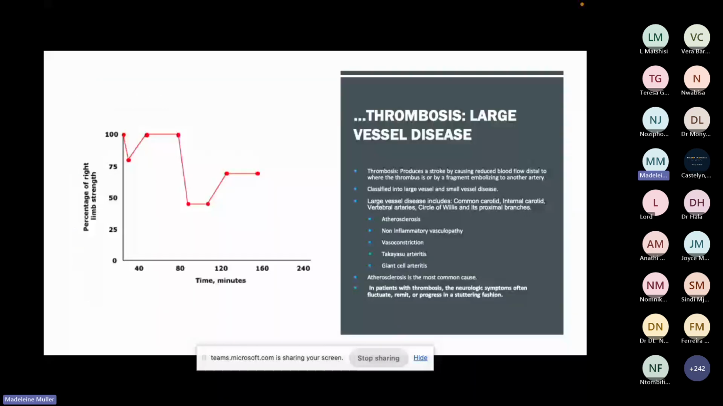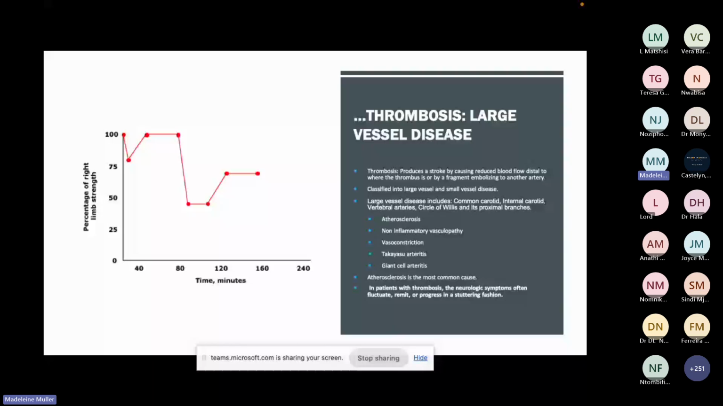All right, so thrombosis is divided into large vessel disease as well as small vessel disease. Thrombosis produces a stroke by causing reduced blood flow distal to where the thrombus is, or by a fragment that embolizes to another artery. In large vessel disease, it's thrombus occurring in the common carotid artery, in the internal carotid artery, in the vertebral arteries, the circle of Willis, and its proximal branches. Atherosclerosis is the most common cause of large vessel disease.